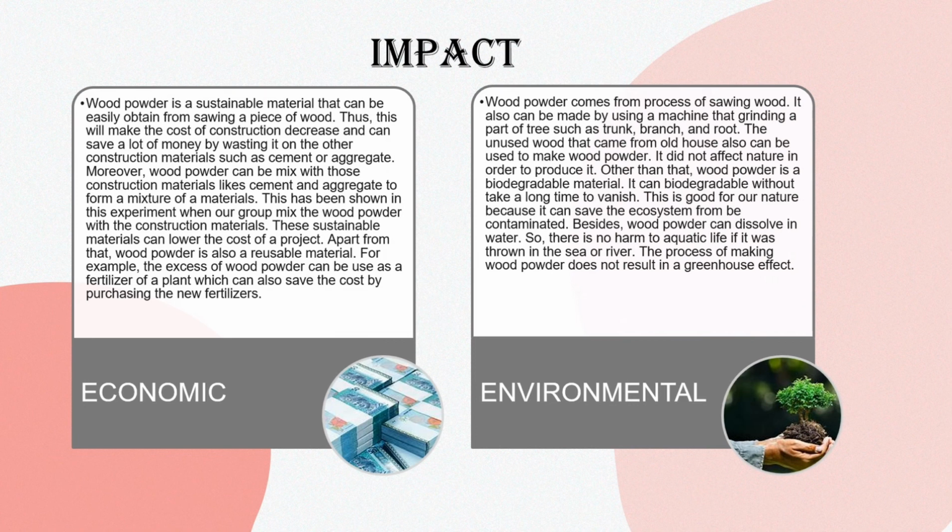Next, for the environmental part. Wood powder comes from the process of sawing wood. It also can be made by using a machine that grinds a part of a tree such as trunk, branch and root. The unused wood that came from the old house can be used to make wood powder. It does not affect nature in order to produce it.